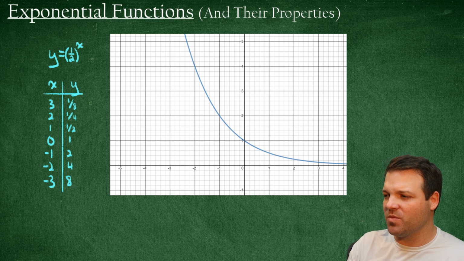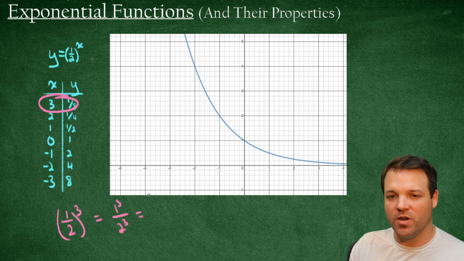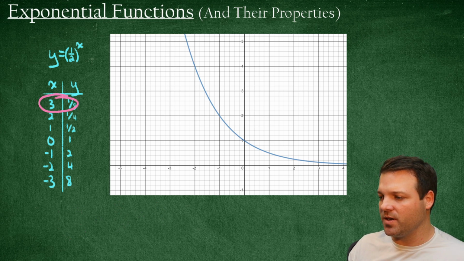And why does this work, by the way? For example, if I took 1/2 to the third power, let's just do that below here real quick. 1/2 to the third power is equivalent to 1 to the third power over 2 to the third power. And 1 to the third power is just 1, and 2 to the third power is 8, getting us our fraction of 1/8. Okay, so there we go. All right, let's continue on.